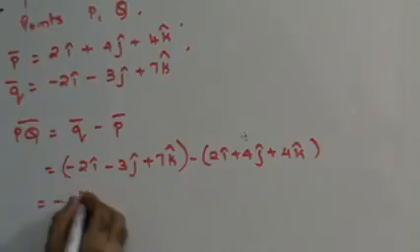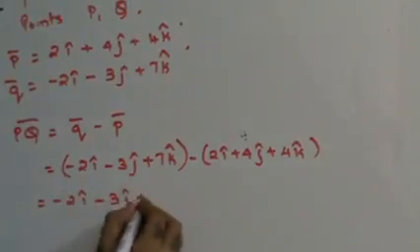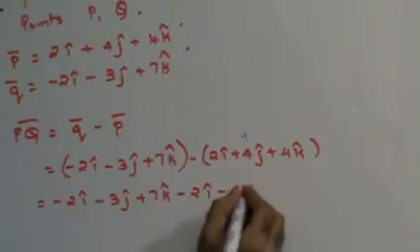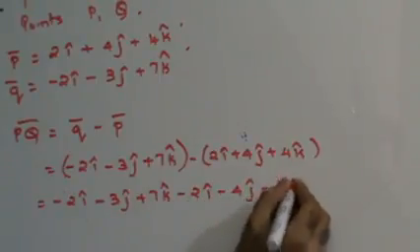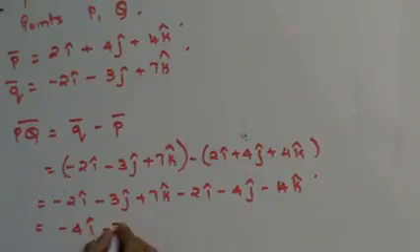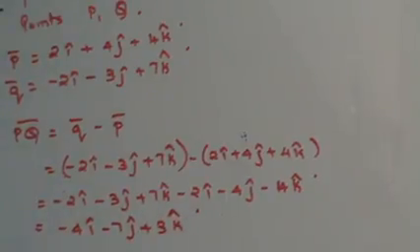So this is minus 2i minus 3j plus 7k minus 2i minus 4j minus 4k. I'm just opening the bracket, guys. Minus 2i minus 2i is minus 4i, minus 3j minus 4j is minus 7j, plus 7k minus 4k is plus 3k. So PQ vector will be minus 4i vector minus 7j vector plus 3k vector.